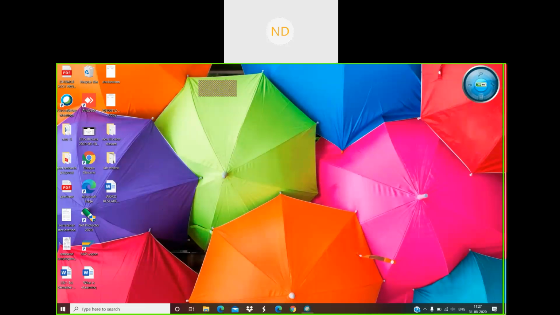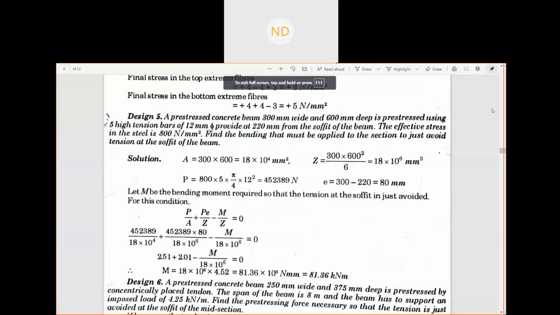Last class we had done this problem, this one. I asked you to solve this problem. I think we had gone out of time last class. So what was the question? Okay, what was the question?